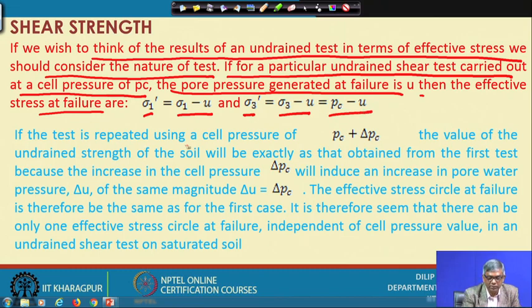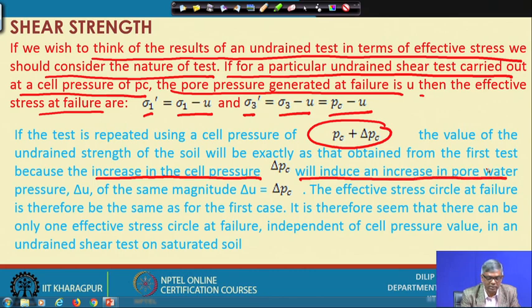If the test is repeated using a cell pressure of Pc plus del Pc, the value of the undrained strength of the soil will be exactly as that obtained from the first test, because the increase in the cell pressure will induce an increase in pore water pressure, which will be equal to del U equal to del Pc. Because of that, whatever value of sigma 1 dash minus sigma 3 dash you get in one test, another set of test will also give the same value. So that is the explanation for the conclusion I have shown in the previous slides.